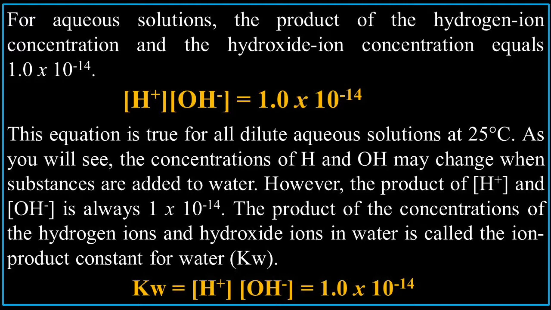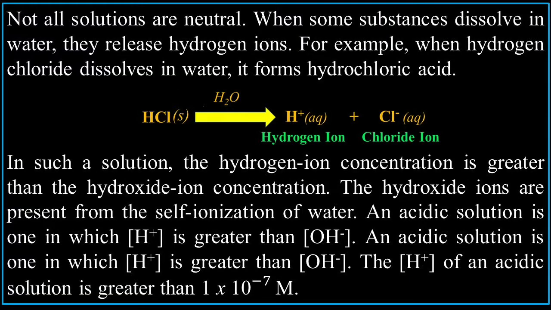ion product constant for water, or Kw, and that equation is there, and Kw is going to be 1 times 10 to the negative 14. Very important. Notice that the H+ and the OH- are molar concentrations. Not all solutions are neutral.